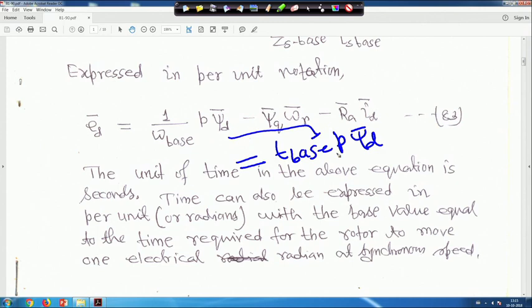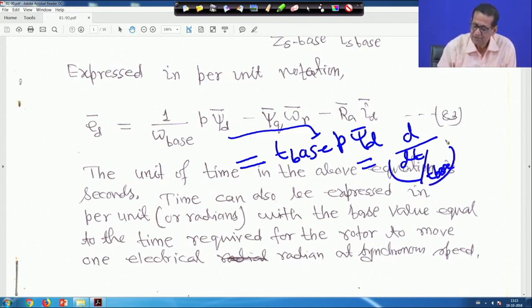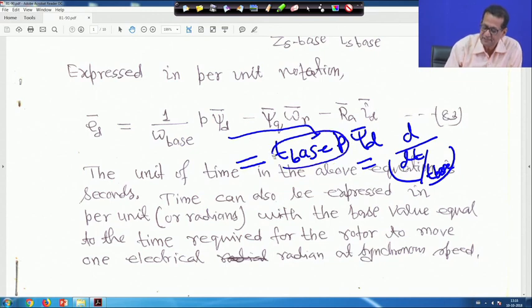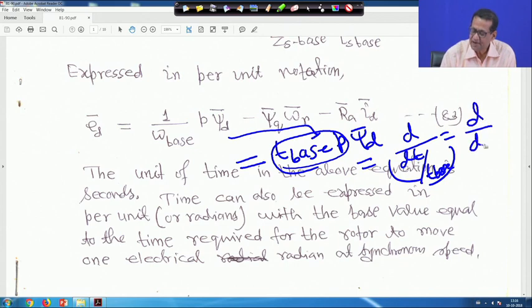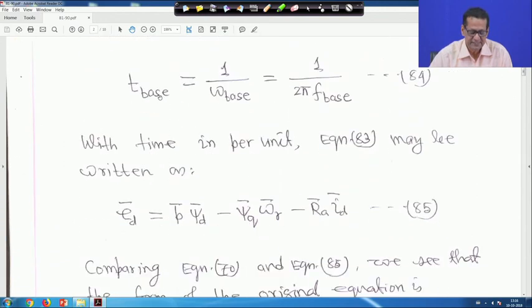Now P is equal to d/dt, therefore this term can be written as d by dt divided by T base, right? So if you write like this, then this term will become d by dt bar, because dt upon T base can be written as P bar. So if you want to represent the time in per unit, that's why this T base is chosen.